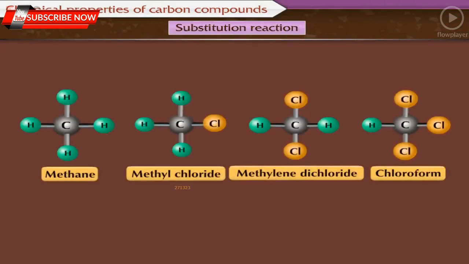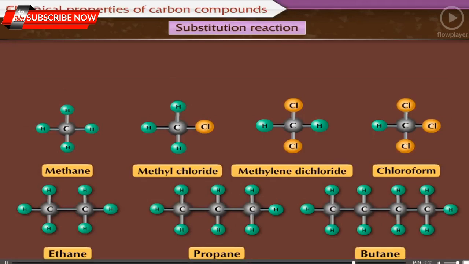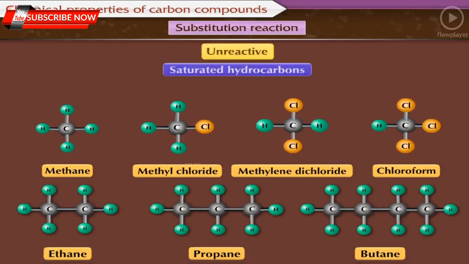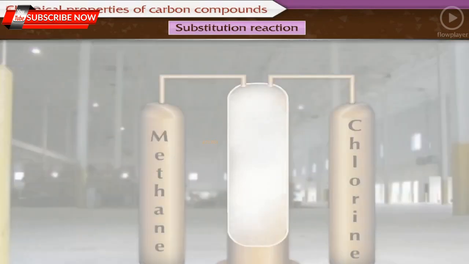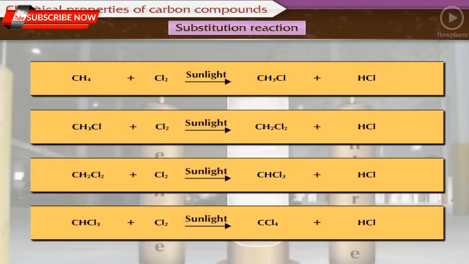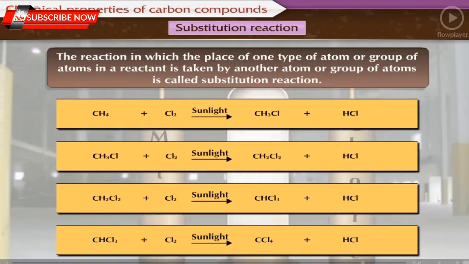Substitution reaction. As the single bonds C-H and C-C are very strong, the saturated hydrocarbons are not reactive, and therefore they remain inert in presence of most reagents. But in presence of sunlight, saturated hydrocarbons react rapidly with chlorine. In this reaction, hydrogen atoms are replaced one by one by chlorine atoms. The reaction in which the place of one type of atom or group of atoms in a reactant is taken by another atom or group of atoms is called substitution reaction.